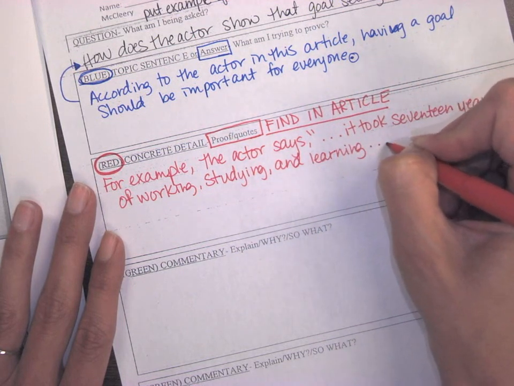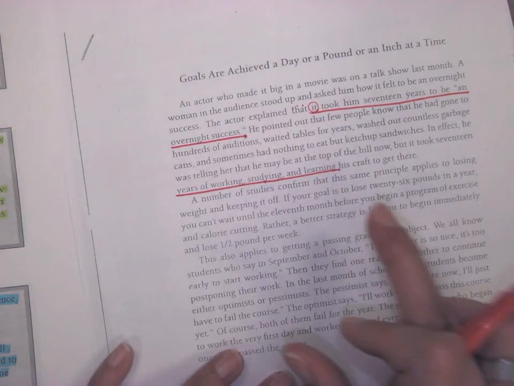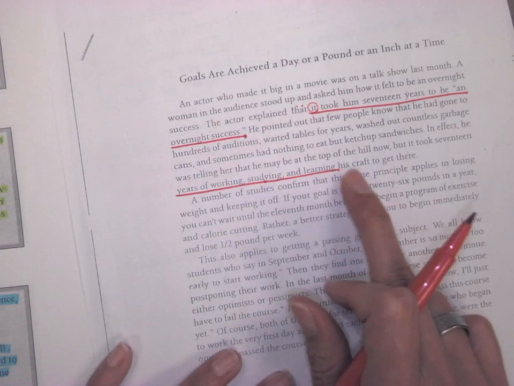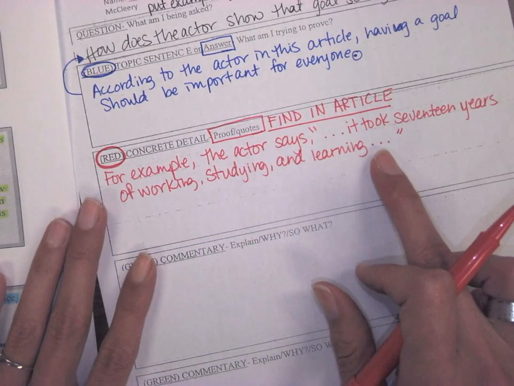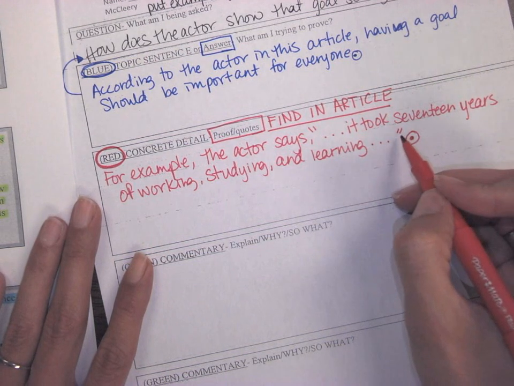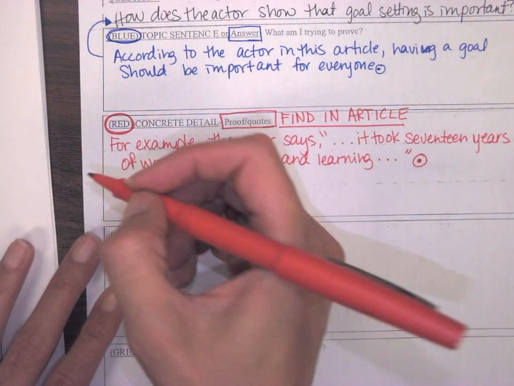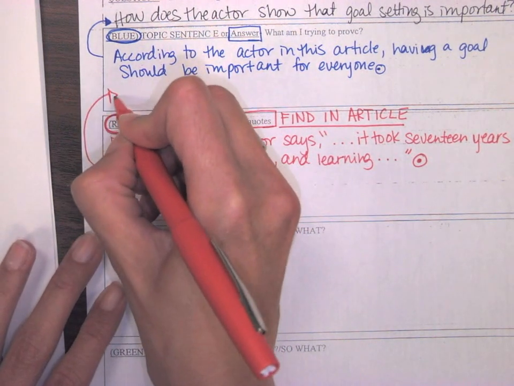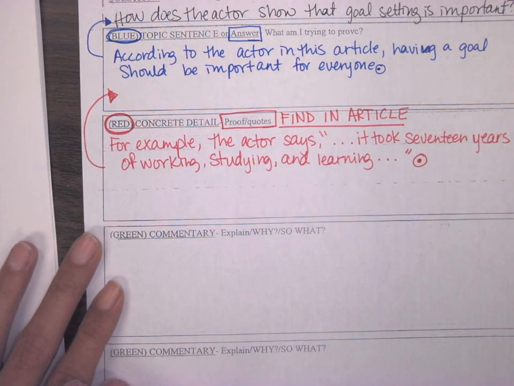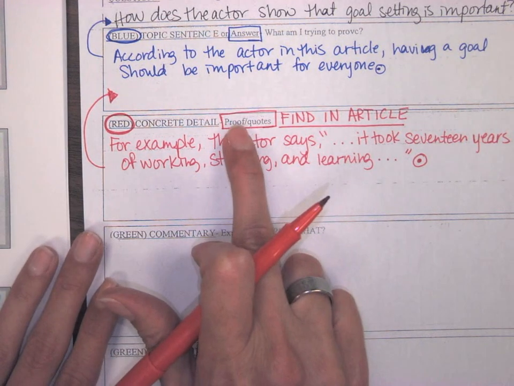And I'm putting more dots at the end because I'm leaving out words at the end. So if you look right here, the sentence does not end with learning. I'm not using that. So since I'm not using that, I put the dots, and then your period goes at the end after your quotation marks. Okay? So this quote is proving my answer up here. Okay? So that's your concrete detail, otherwise known as your proof or your quotes.